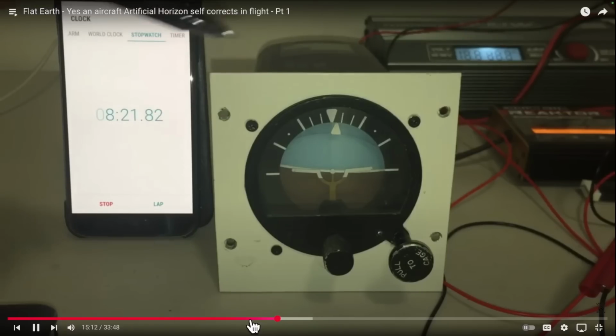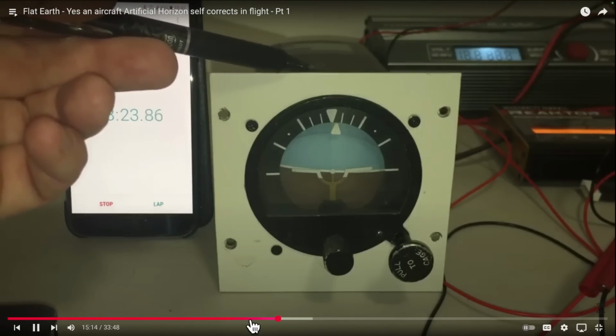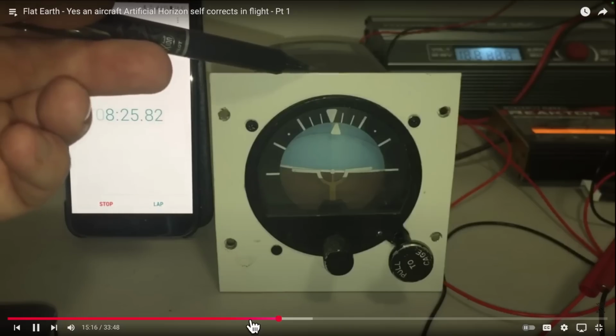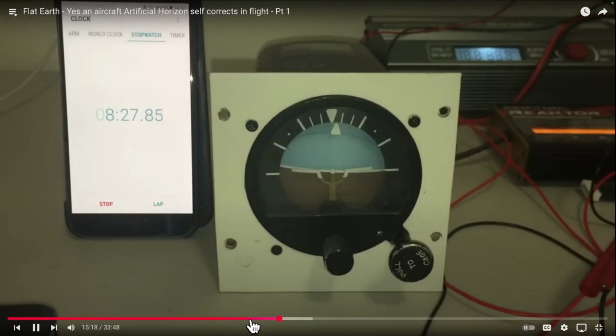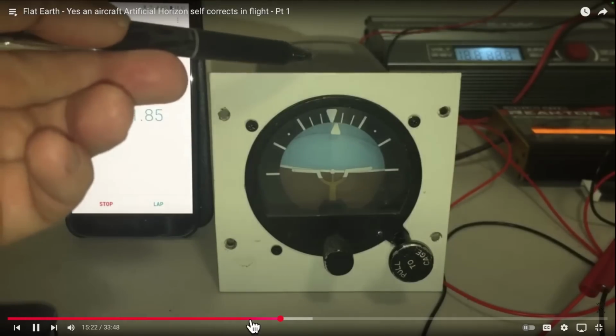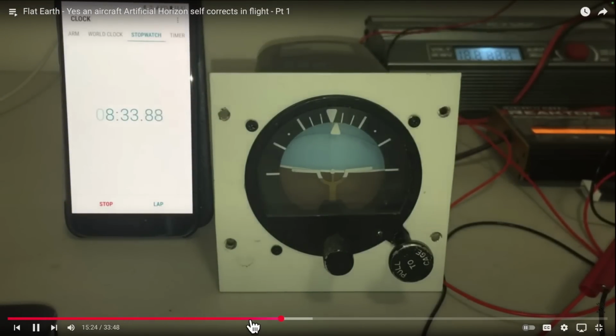In fact, this humble little gyroscope out of a helicopter would function perfectly on something travelling as fast as the SR-71. It's correcting fast enough to easily compensate for the curvature of the Earth, even in an aircraft that fast.